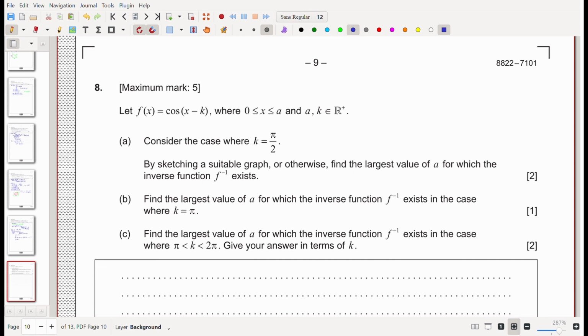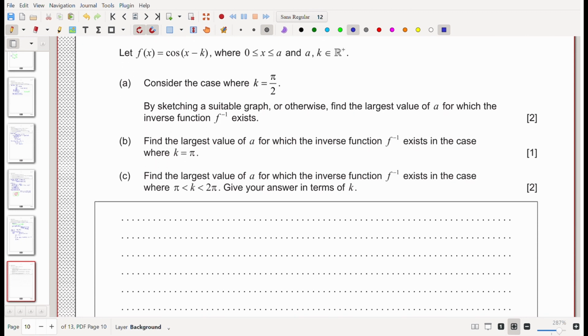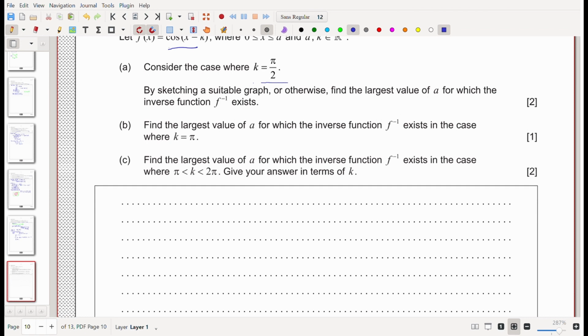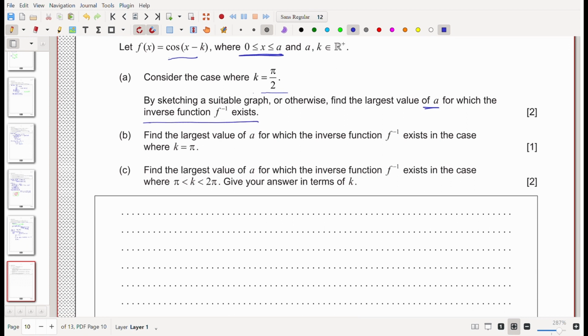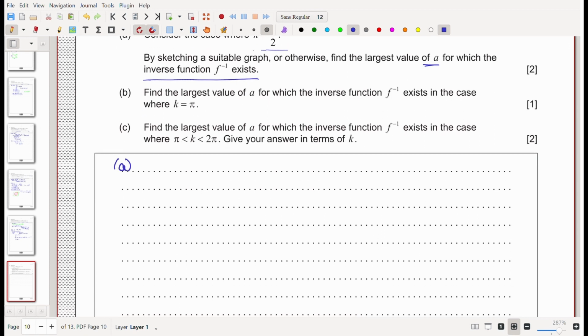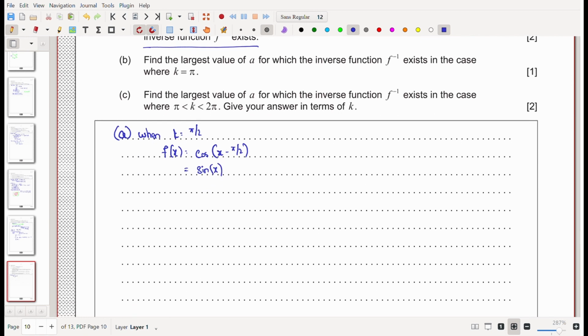Question number 8. This is a very interesting cosine question. It takes a little bit of thinking, especially in the last part, but let's go through it real quick. So we're given this function and we are given a value of k. Find the largest value of a, which is the restriction of the domain, for which the inverse function exists. So let's go ahead and write this out. When k is equal to pi by 2, f of x is equal to cos of x minus pi by 2. This is equal to sine of x.